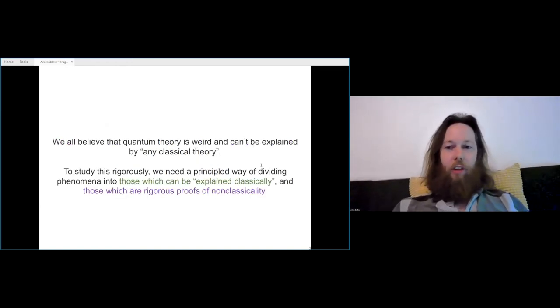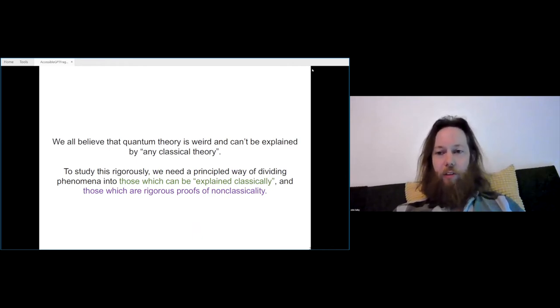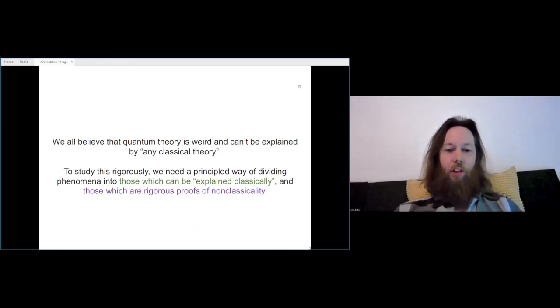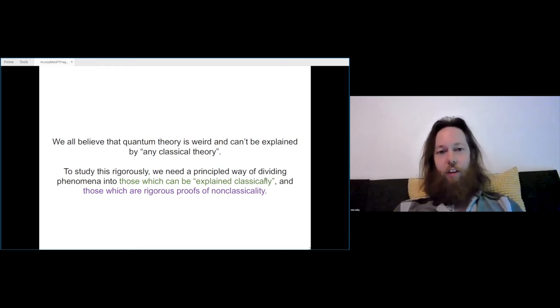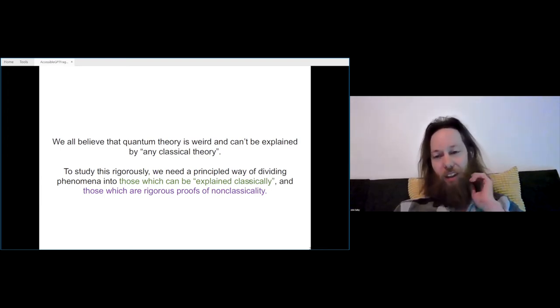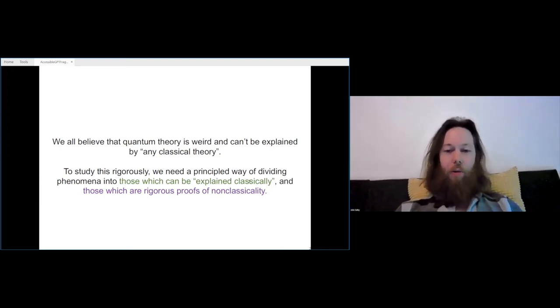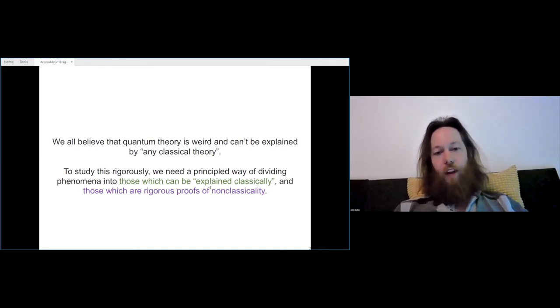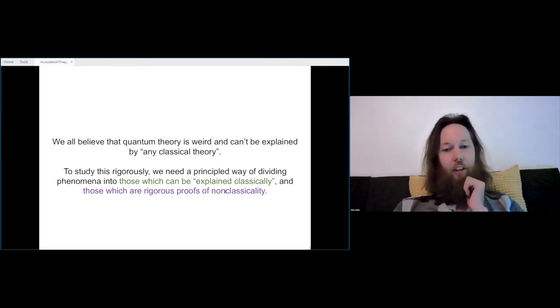So the main idea of this talk is that I want to think about dividing the phenomena of quantum theory into two different categories. Those are the things that Lorenzo was talking about in his talk, which have actual classical explanations. Even things that we think intuitively are very weird about quantum theory, a lot of them turn out to have simple classical models that can underpin them. On the other hand, there are some phenomena in quantum theory that can't be explained in this way, and so these constitute rigorous proofs of non-classicality, normally formulated as no-go theorems. We want to find a nice way to make this dividing line and to understand this dividing line.